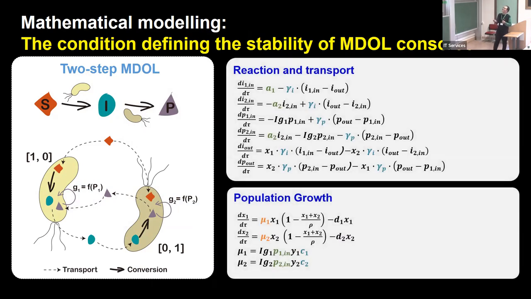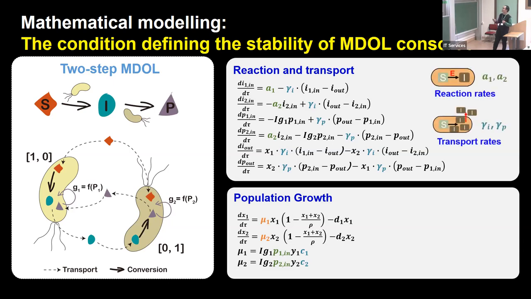Actually, here we have two modules. The first module describes the two reactions here, and also describes the transport of the three compounds, substrate, intermediate, and final product, across the cell. So we have such important parameters here.